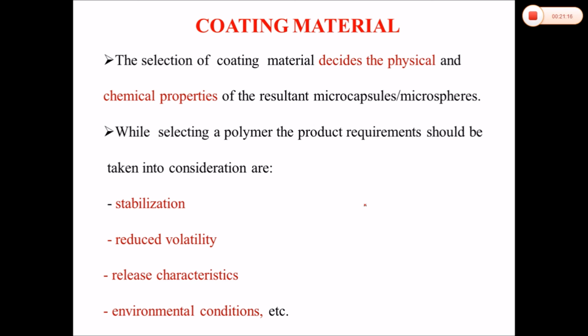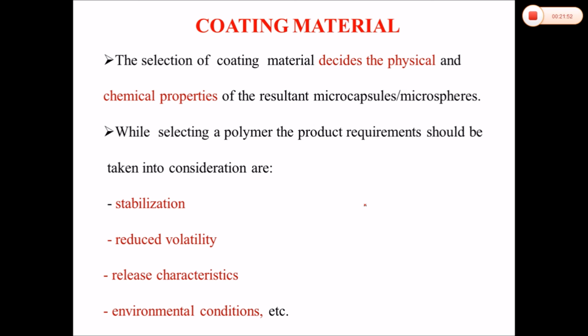The selection of the specific coating material decides the physical and chemical properties of the resultant microcapsule or microspheres. So basically, in selection, which coating material is required or which coating material is best, we have to carry out some questionnaires and ask questions of that specific polymer or material. There are some points to be considered while selecting the polymers for the coating purpose.